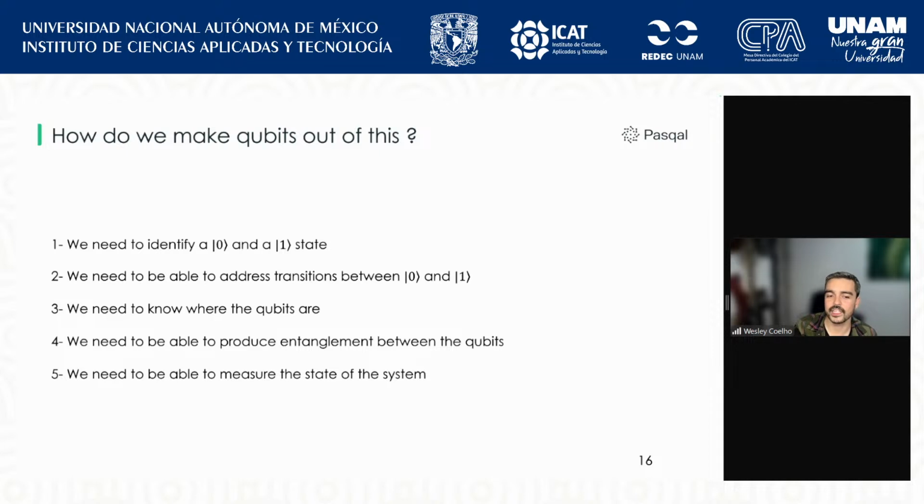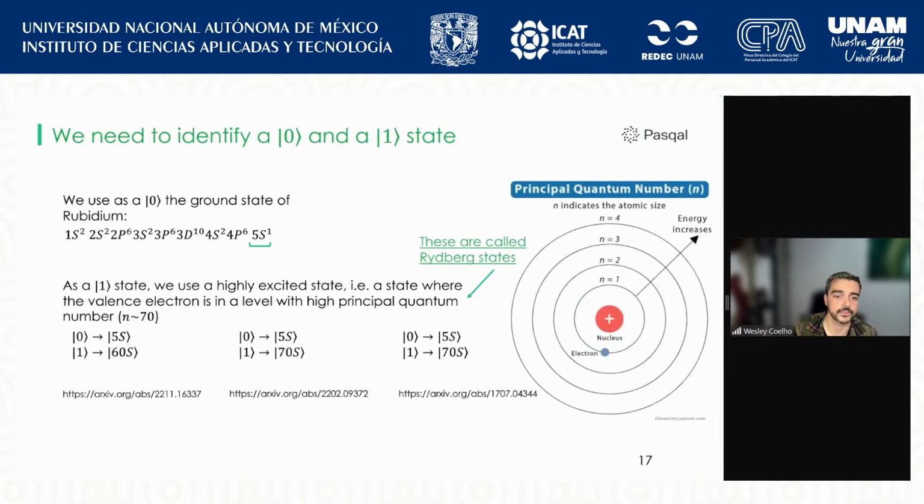We also need to know where the qubits are, because we have floating atoms inside the vacuum chamber. So you have to know where they are to do those calculations. You have to know how to do entanglement between those qubits. That's one of the main aspects of quantum computing. And you have to know how to measure and collapse the system, measuring it in one state. Almost every single aspect here is correlated. So let's go quickly into the first one.